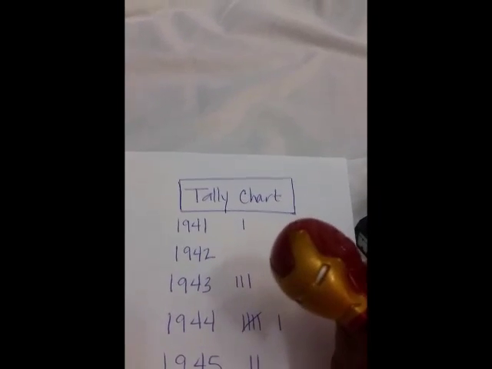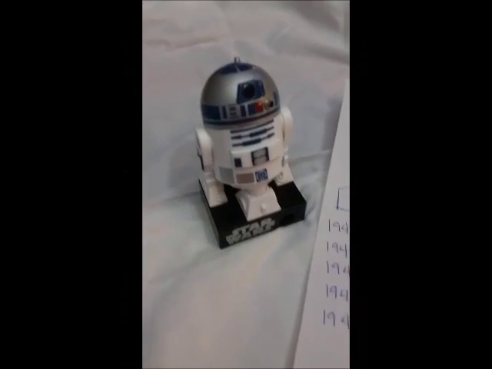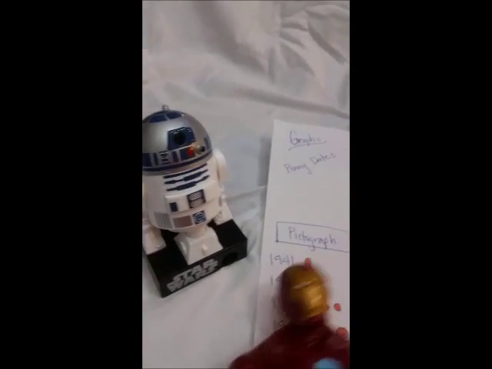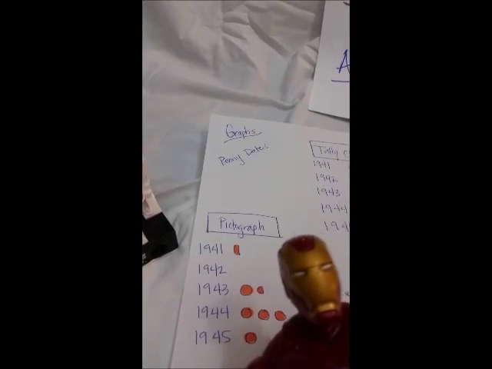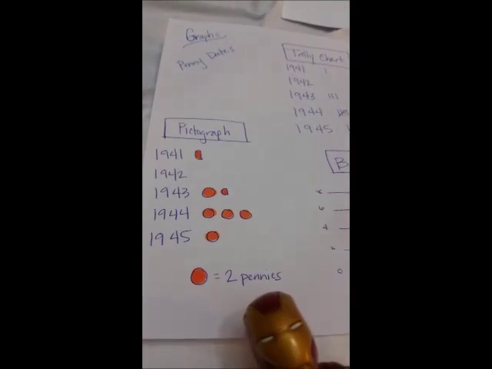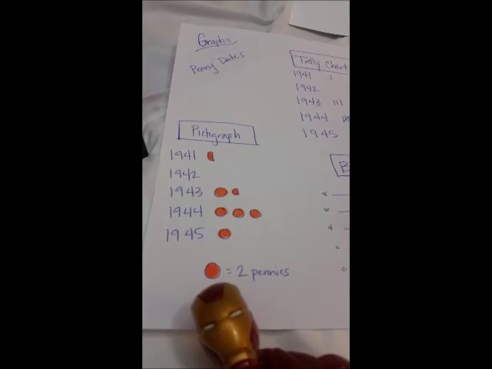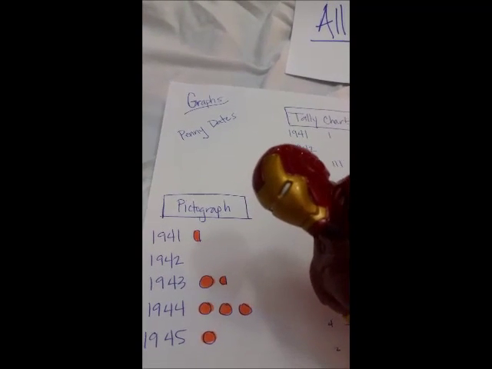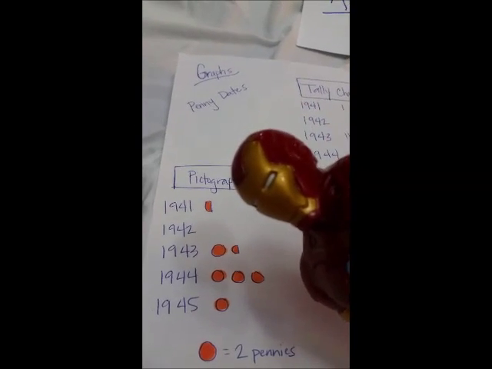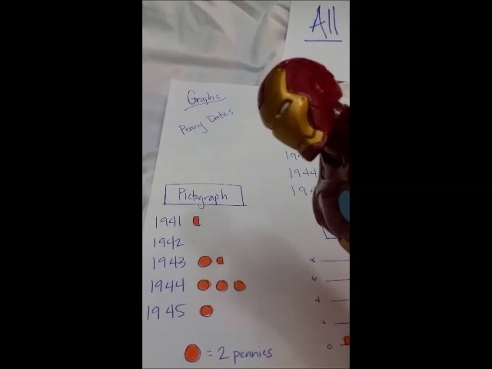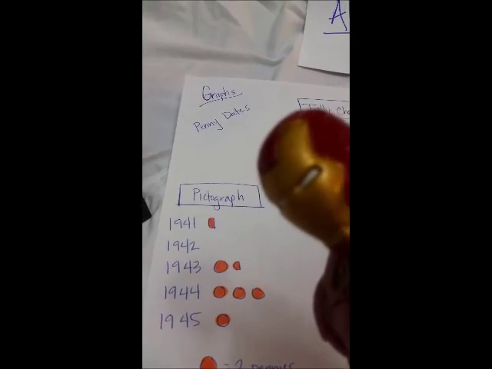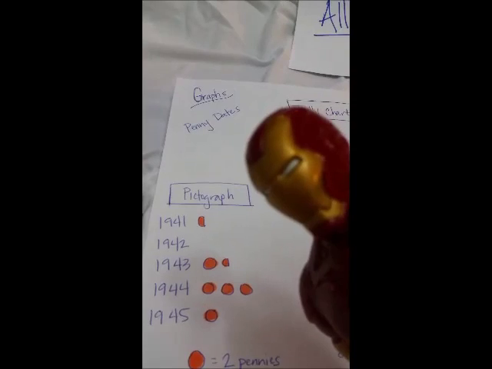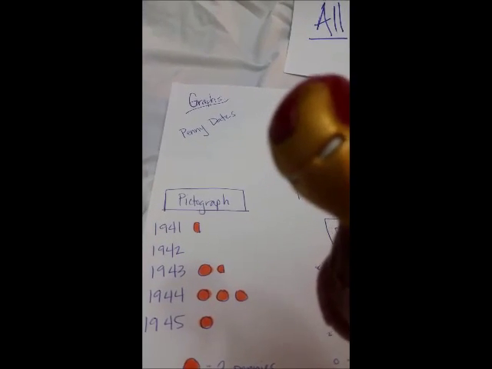Awesome. How else could we show this information? You're right, R2. We could put it as a pictograph. Remember, the most important part of the pictograph is the key. And in this case, 1 circle equals 2 pennies. But I see some half circles. What does that mean? Since a whole circle is worth 2 pennies, half a circle is worth 1 penny.